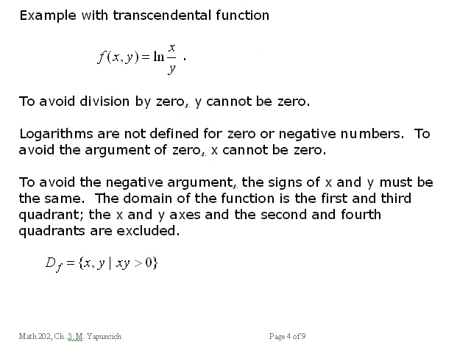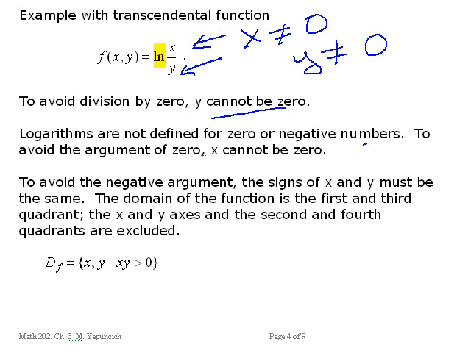Now here's an example for a transcendental function, natural log of x over y. We start right off and say you can't divide by zero, so that means y cannot be 0. y equal to 0 is already excluded from the domain. But now logarithms are not defined for 0 or for negative numbers, so to avoid having a 0, x had better not be 0 either.